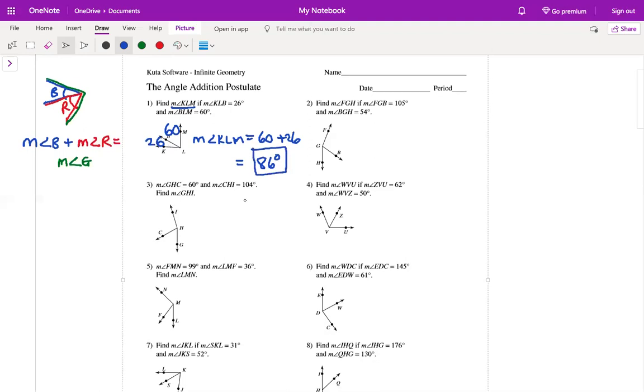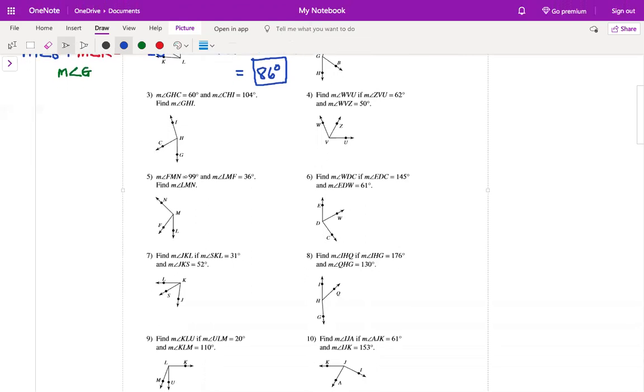So 60 plus 26. So our answer will be 86 degrees. Okay, another one, number 3. We're going to do odd numbers. Again, let's label the information they give us in the question first.